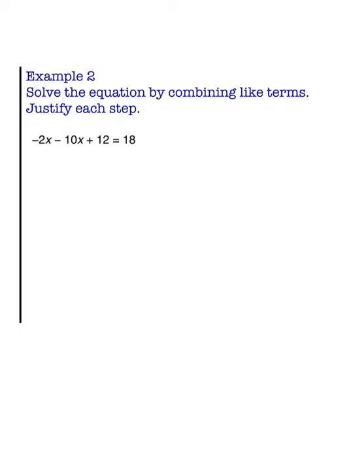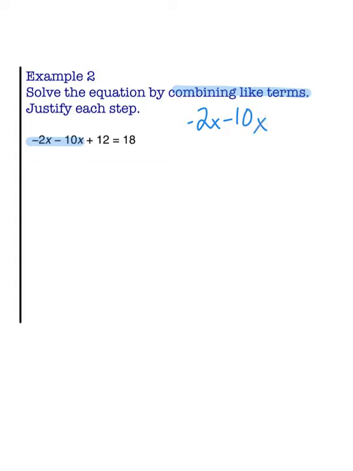All right, so example 2, solve the equation by combining like terms. Like terms was part of our vocab for today. A like term is a term with the same variable raised to the same power. In this specific equation, I see the like terms negative 2x and negative 10x. So I'm going to do a little side note here. Negative 2x minus 10x.